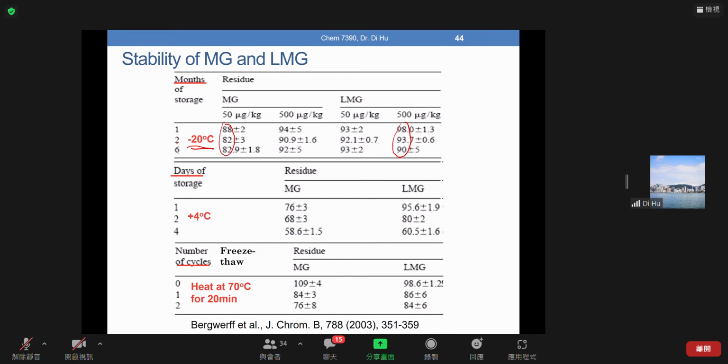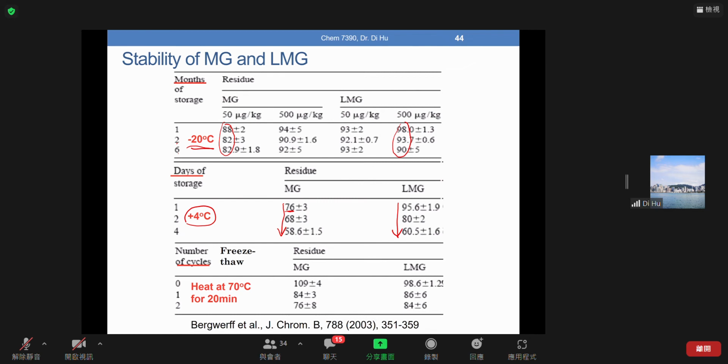And how about at 4 degrees C? Let's try that for different days: 1 day, 2 days, 4 days. However, 4 degrees C is not good. You can see even after 1 day, it already dropped about 24%. After 4 days in the refrigerator, at 4 degrees C, it already dropped to about 60%, like losing 40%. And this one is the same. So 4 degrees C is not really good for storage.